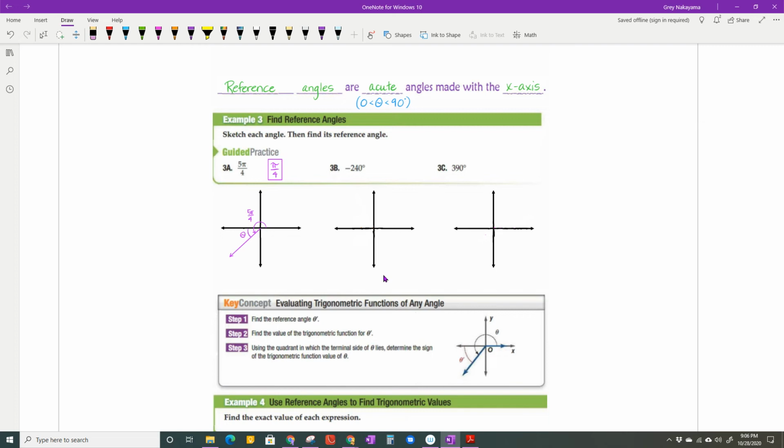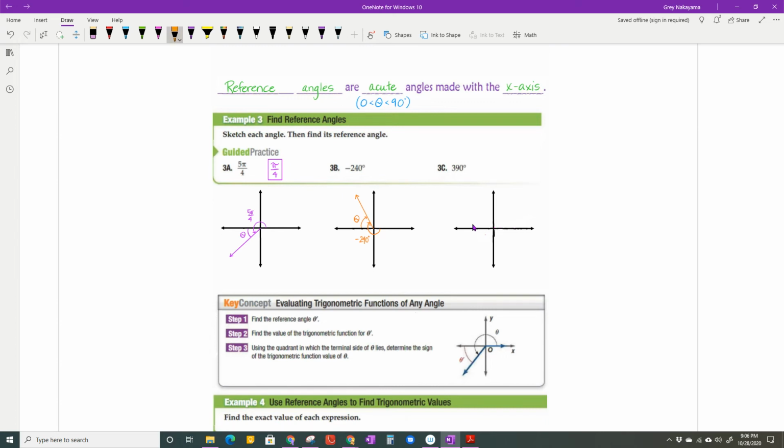Okay, -240. Okay, 240 is in the third quadrant, but a negative makes you go in the opposite direction. So when you go in an opposite direction, it just flips it over the x-axis. So -240 is going to be up here in the second quadrant. And when you draw it, you have to make sure. So in Delta Math, if you do this problem, you have to start and you have to go in a clockwise direction when you draw it. That's what makes it -240. This, of course, makes your reference angle.